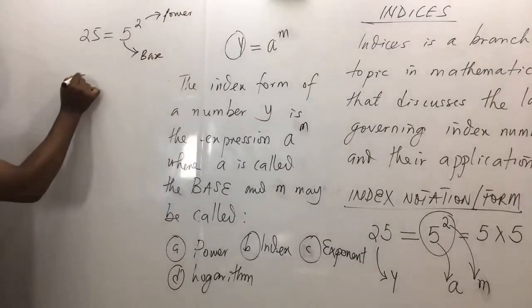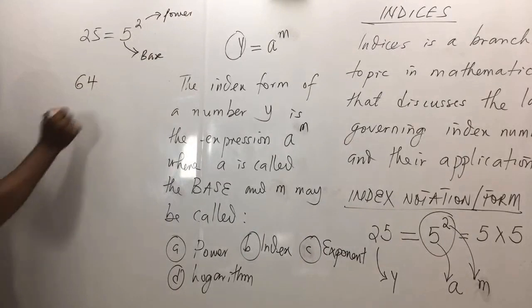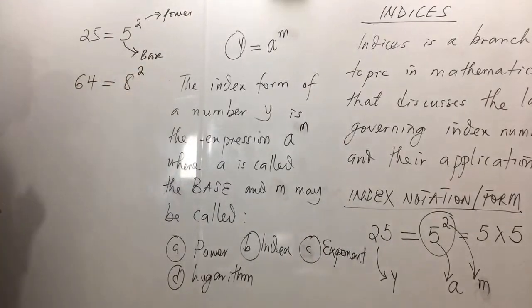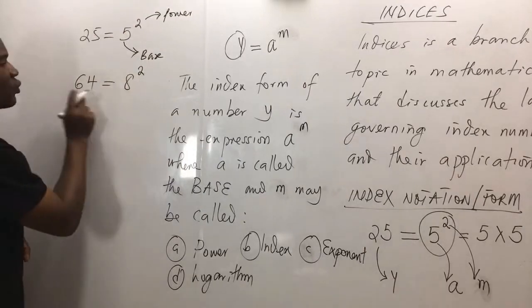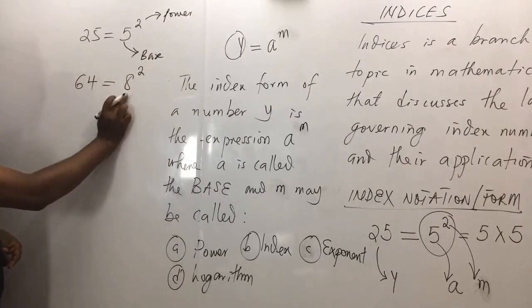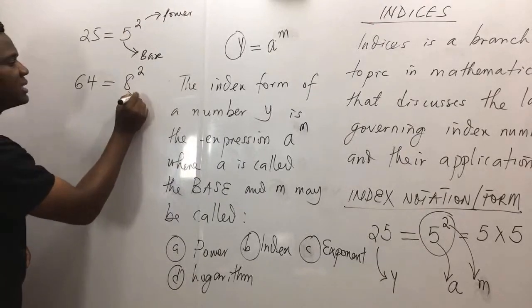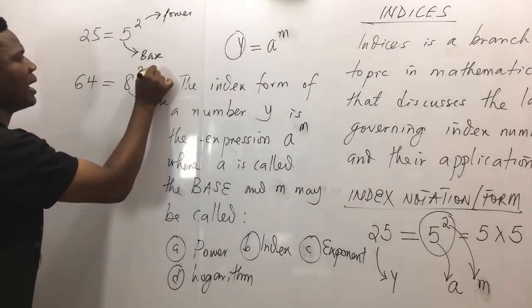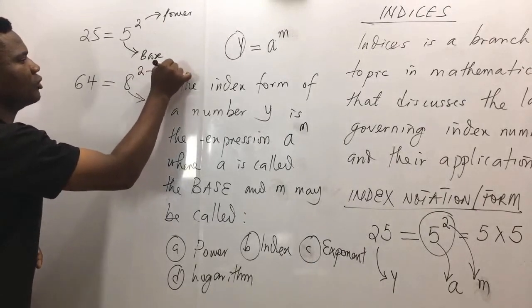What about the index form of 64? You will come to realize that 64 can be expressed as 8 raised to the power of 2. And in this case, when 64 is expressed as 8 raised to the power 2, you will notice that our base is 8 and our power is 2.